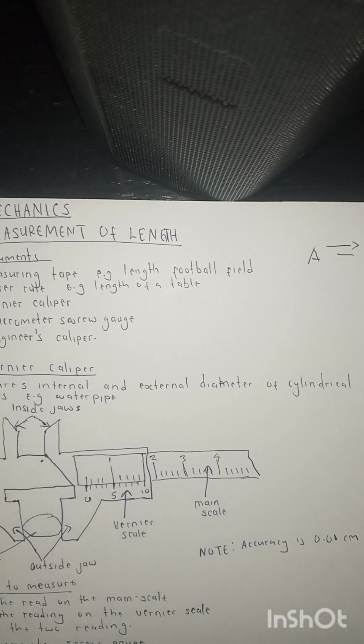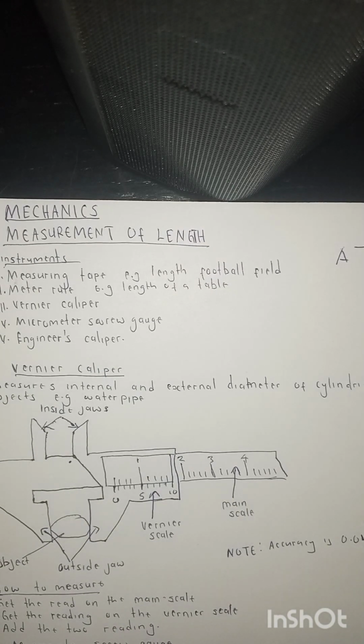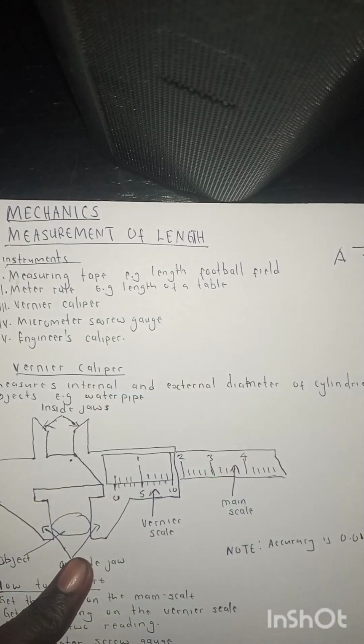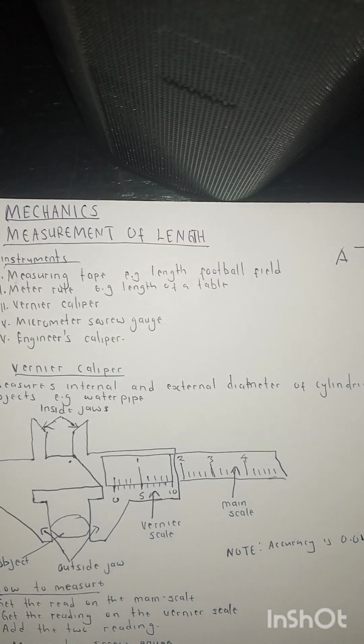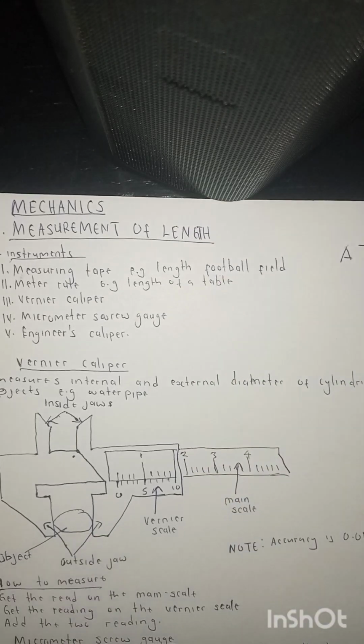Now when we're measuring length, although there are more instruments that are used to measure length, today we'll only talk about six. They include the measuring tape, which is right here. I hope you can see it. The measuring tape is one of the instruments that is used to measure a very large distance, for example, the length of a football field.